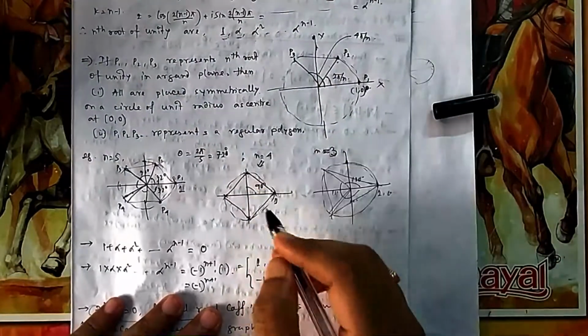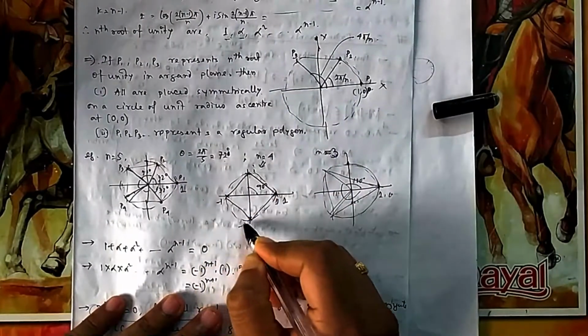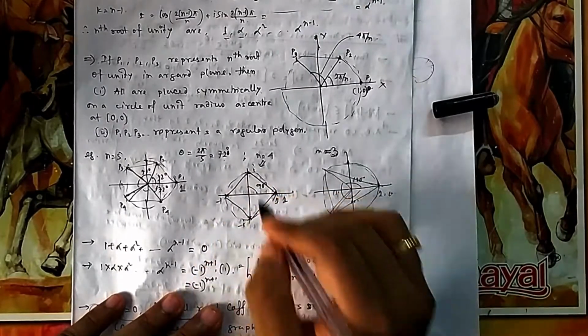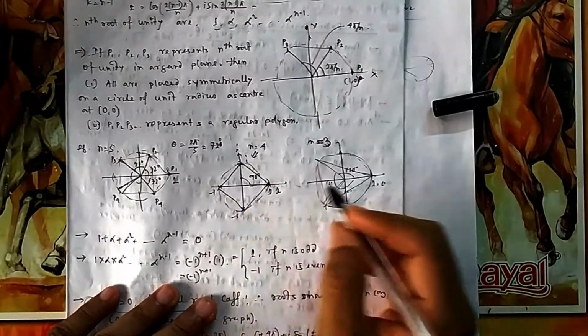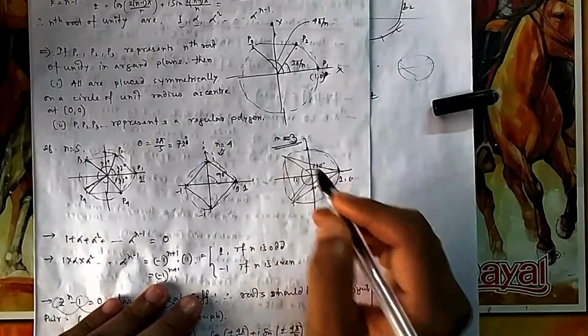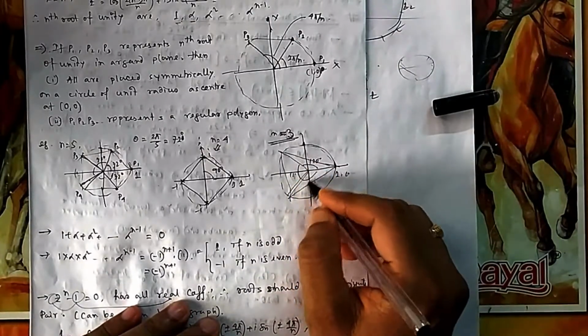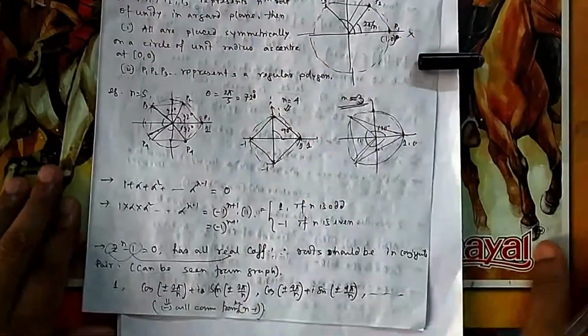Suppose you have n equal to 4, then 1 will be here, and i, minus 1, minus i. So plus minus 1, plus minus i, the fourth roots of 1. You can see this one we have seen for the cube root. If it is 1, then you divide 360 by 3, 120, 120, 120. This one we have seen in our cube root of unity. So it is interesting. They form a symmetrical placement on a unit circle.